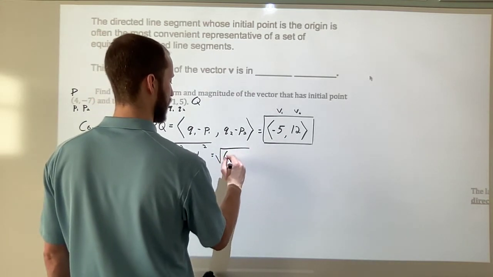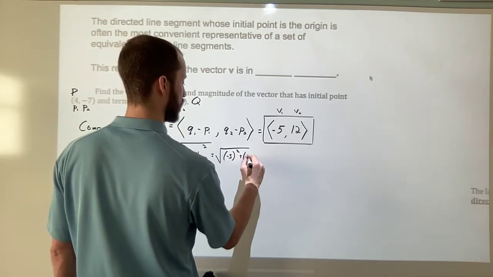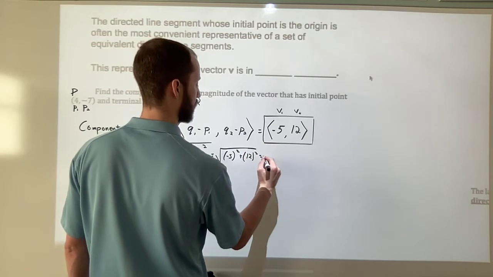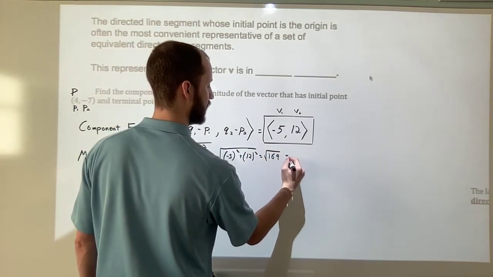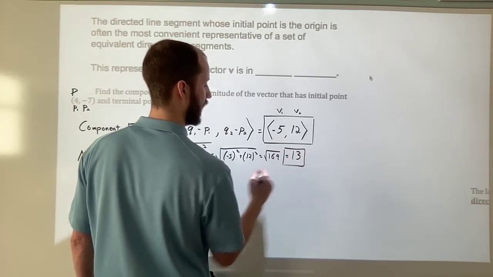So our -5, squaring that, and our 12, squaring that. And you get square root 169, and 13.